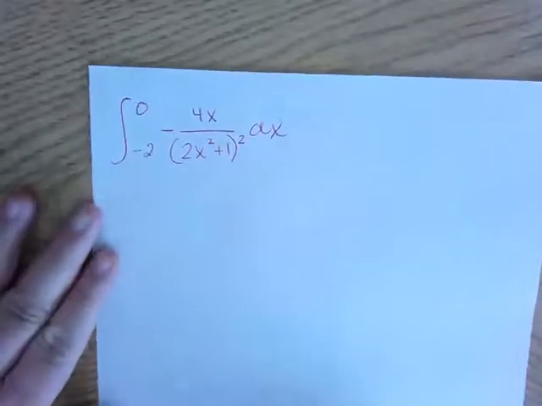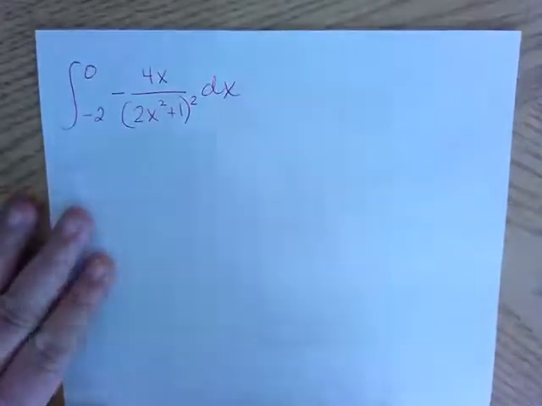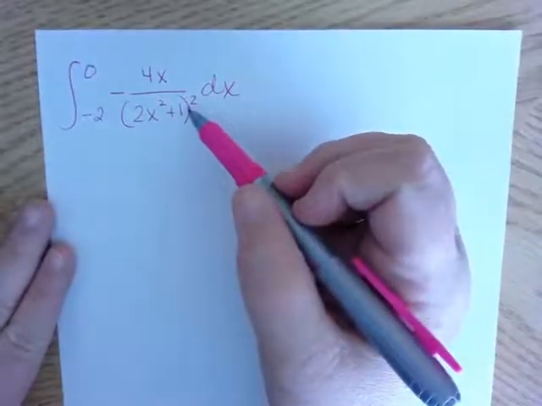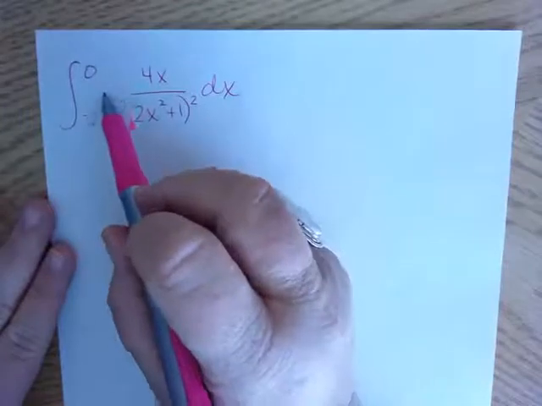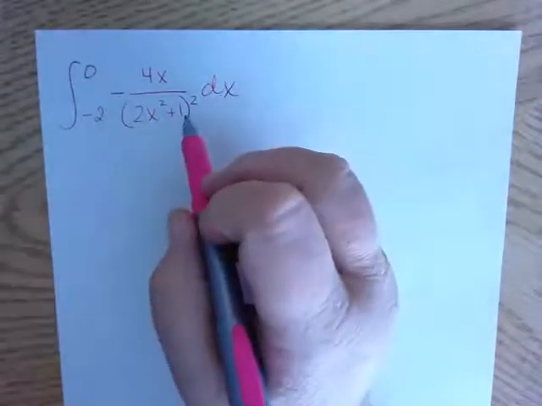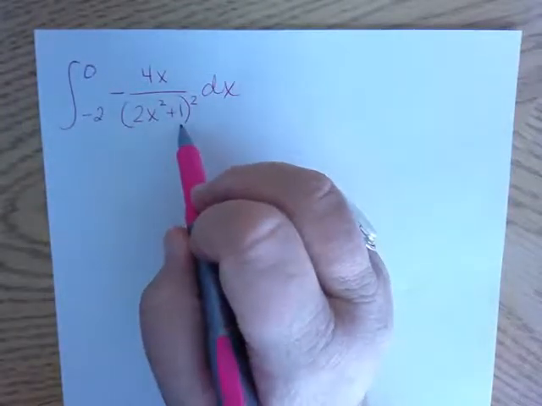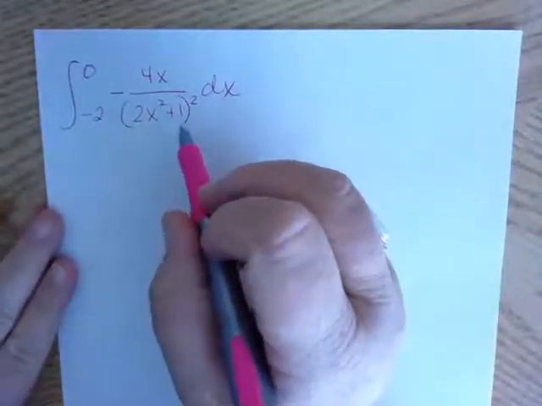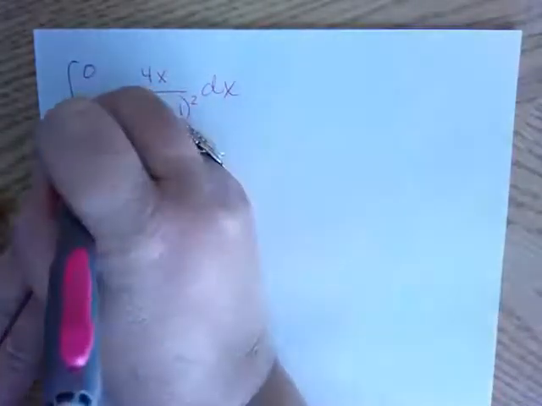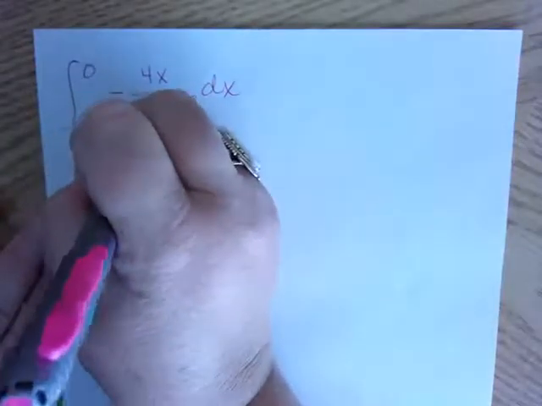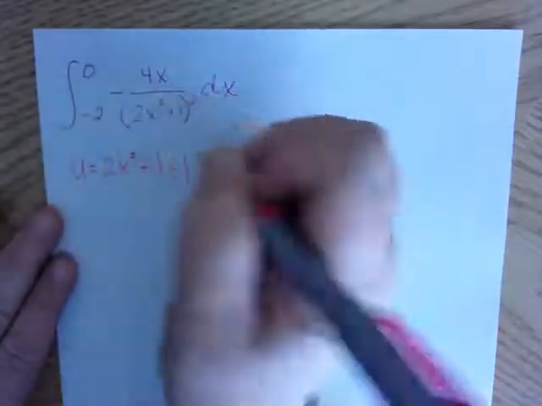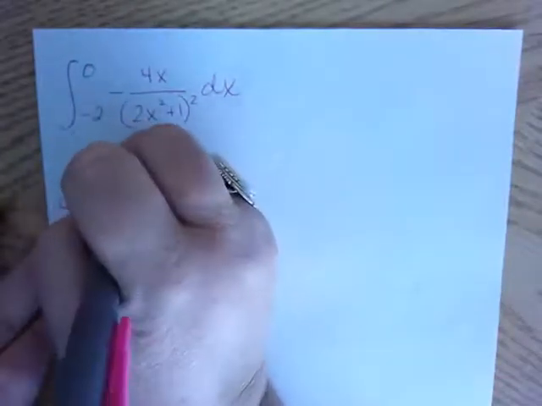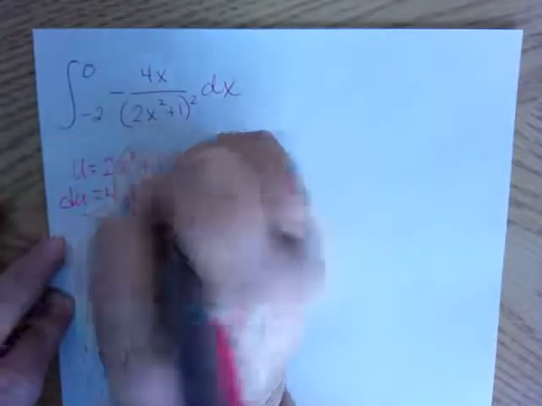Okay, here's our second one. With our second one, I see that I have a negative sign here in front, and I have a block or an inside function that's in the denominator. So I'm going to let my u equal 2x squared plus 1. Therefore, my du equals 4x dx.